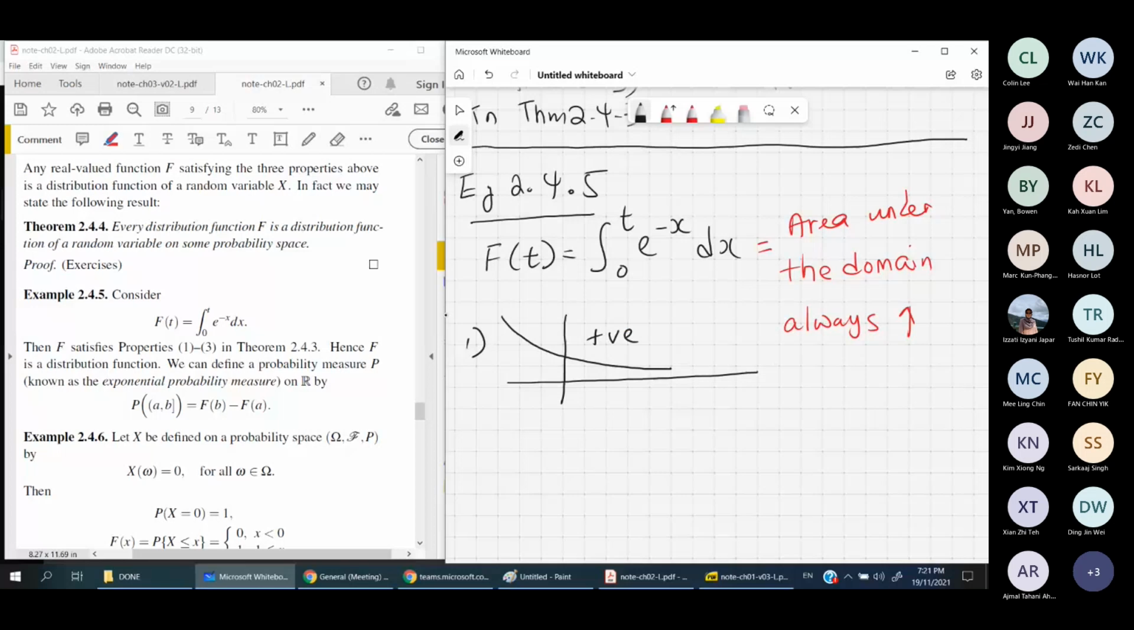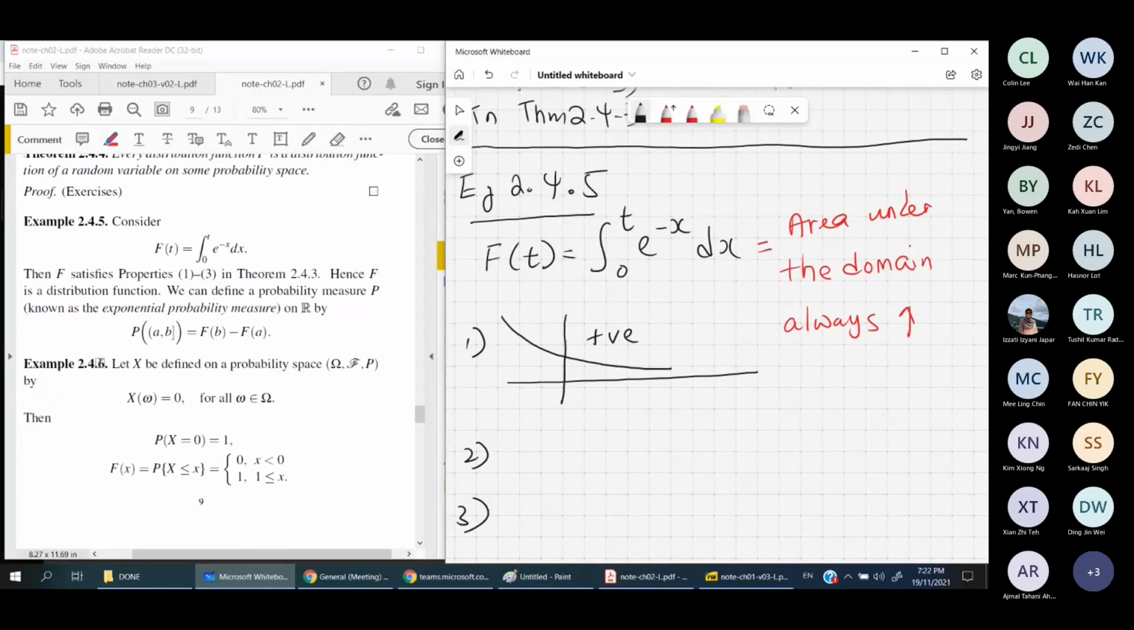And secondly, you can check easily. When they go to negative infinity, you get 0. When they go to infinity, you get 1. So I think 2 is also quite easy. And number three, this is a continuous function, so that's why this is always true. Then you can easily see it satisfies the three properties, so this is a distribution function. So you can define a probability measure. This is the so-called exponential distribution, right? So you define it, then you can define the random variable on it.